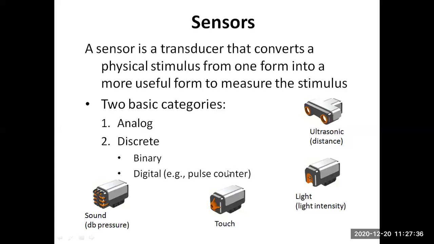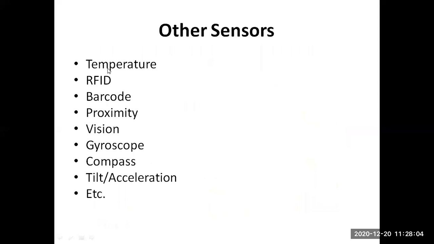They can also take pulsed values from pulse counters, right? Suppose there is a device, let's say an encoder, which, based on the motion of a motor, is continuously generating high and low pulses. It will count the number of pulses, and then it will come to some conclusion about the speed of the device, right? So this is some detail about sensors. There can be other sensors as well: temperature sensor, RFID, gyroscope, vision sensors, compass, tilt, acceleration, right?